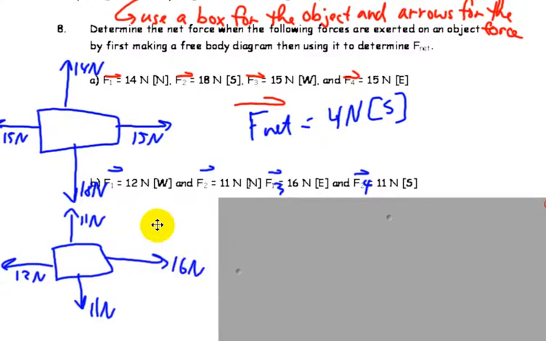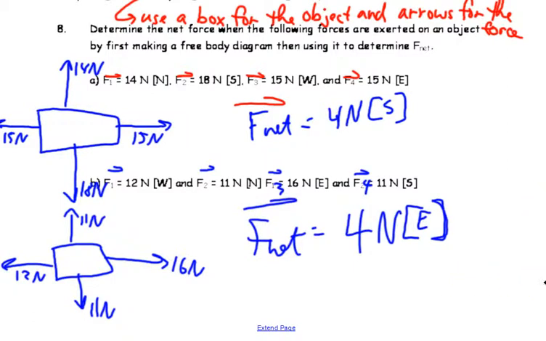Okay, if you had time to figure it out, 12 newtons west, 11 newtons north, 16 east, 11 south. So you can see the 11 north and 11 south cancel each other out. 16 east, 12 west, 12 cancels with 12, leaving me with 4 newtons in the east direction. Relatively straightforward.